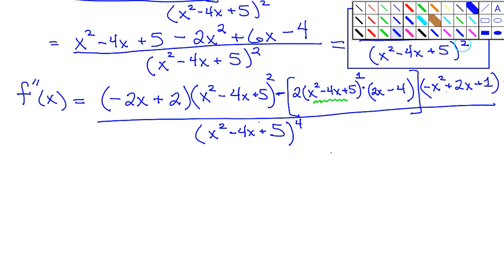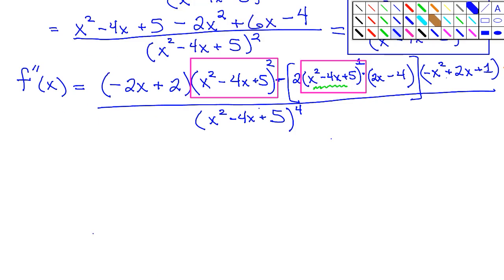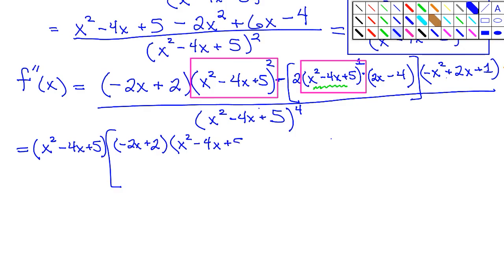Now we have to simplify. The one thing that I noticed that we can factor out here is that both terms have x squared minus 4x plus 5. The first one on the left has a power of 2. The one on the right has a power of 1. So that means we can take out 1 power of those. So let me do that here. This is x squared minus 4x plus 5. And then that's going to leave behind negative 2x plus 2 times the remaining power, x squared minus 4x plus 5, minus the 2. And then this term has been removed already.